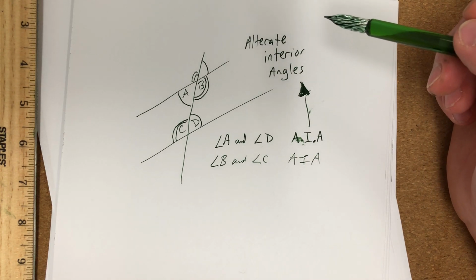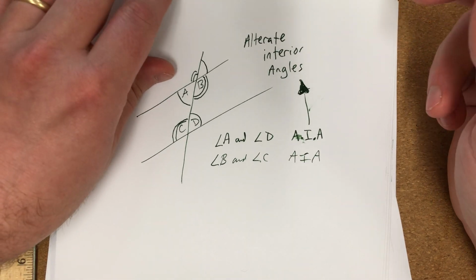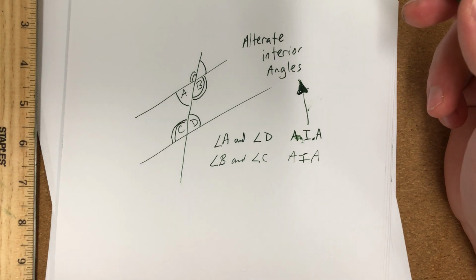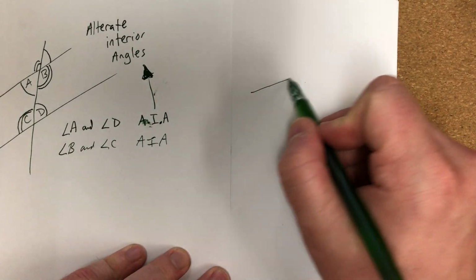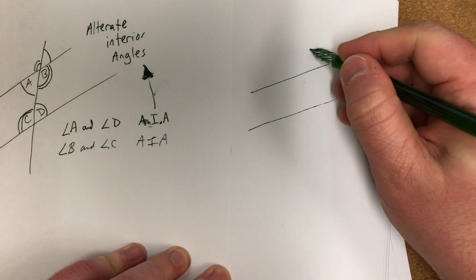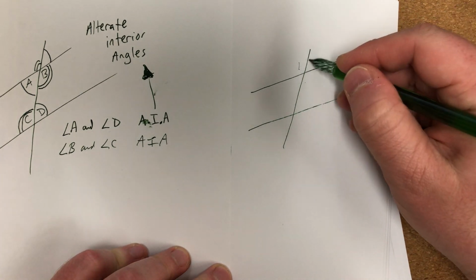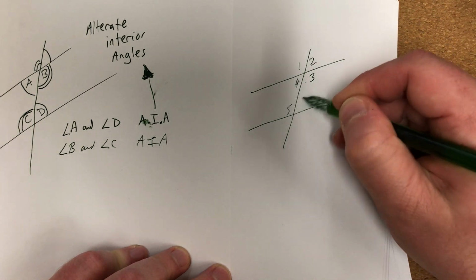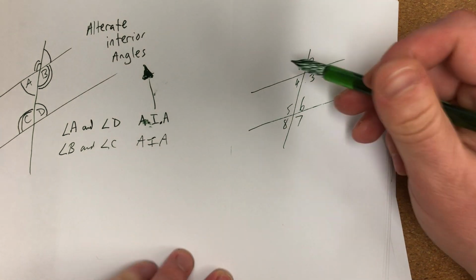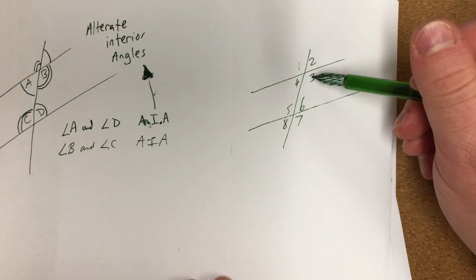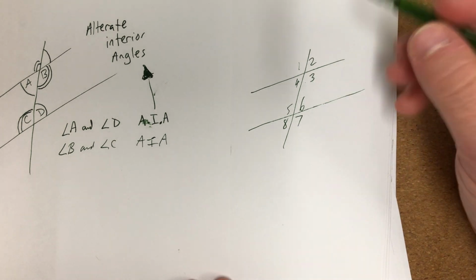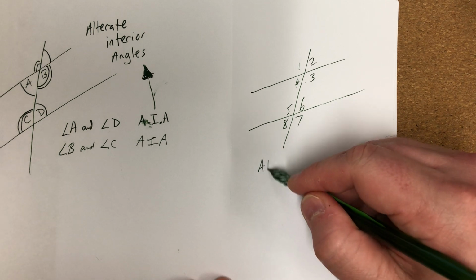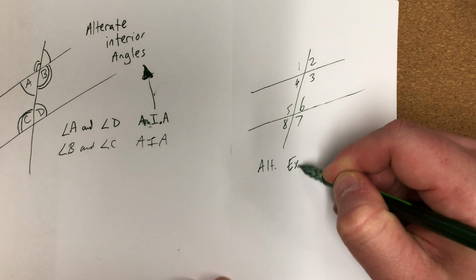So you might be surprised to learn there's also something called alternate exterior angles. So I'm going to draw another situation, or even the same situation. I'll switch back to numbers. I don't want to be too confusing. So 1, 2, 3, 4, 5, 6, 7, 8. So if we were talking about alternate interior angles, we could say 3 and 5 are AIAs, and 4 and 6 are alternate interiors. So what do you think alternate exteriors would be?